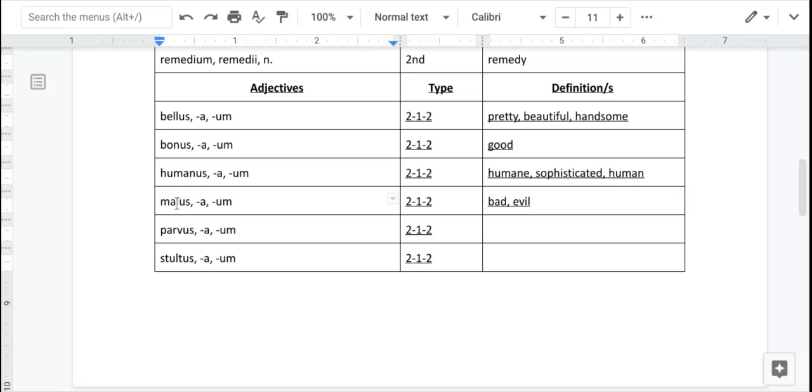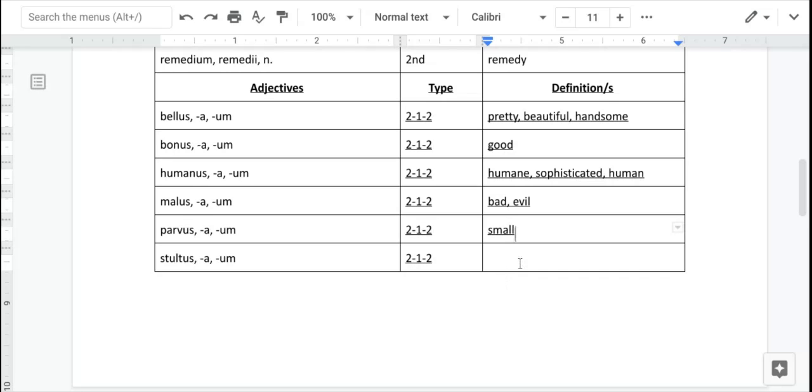This appears in a lot of English words if the meaning is bad, like malice, M-A-L-I-C-E, or malevolent. If you're a malevolent person, you wish bad things to happen. Malpractice. Malaria. Malaria means literally bad air. It's like the flu. Okay, parvus means small.